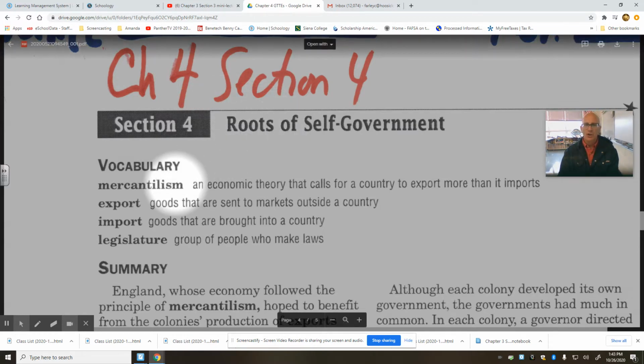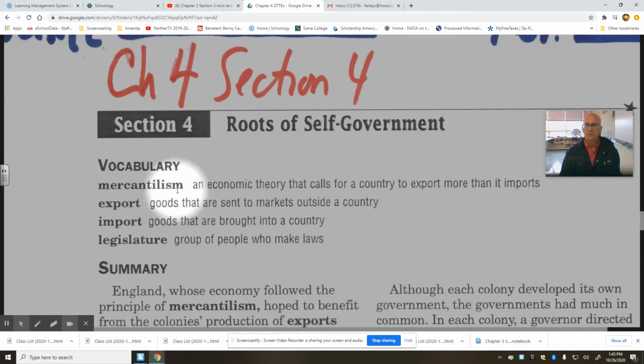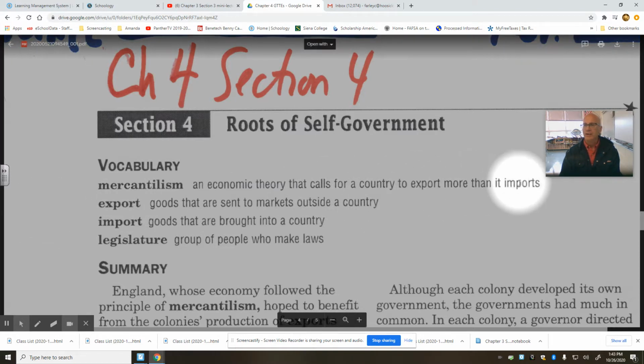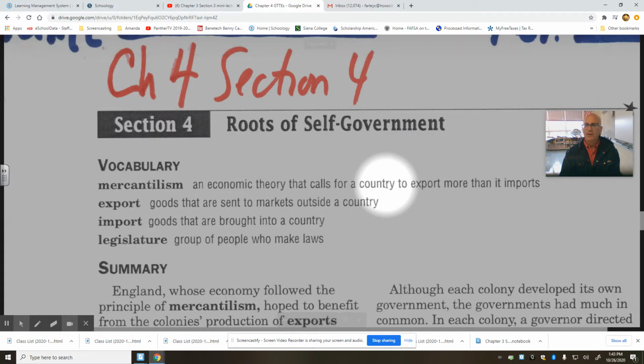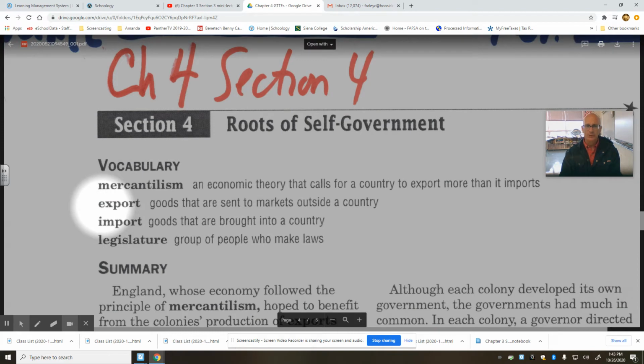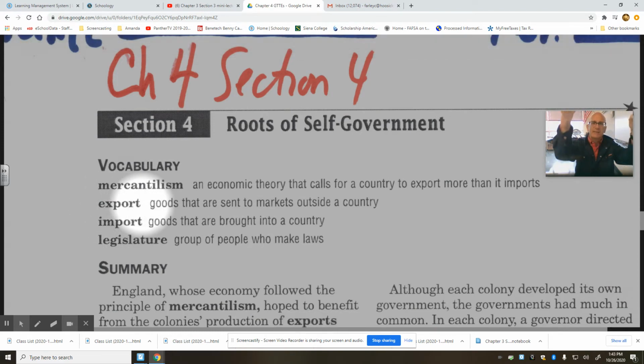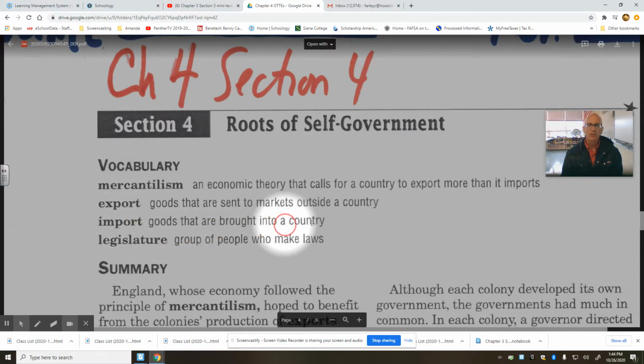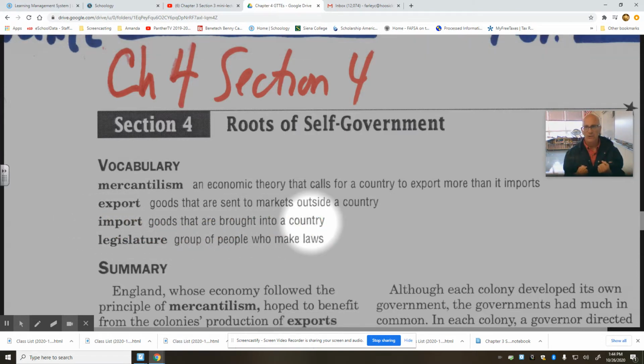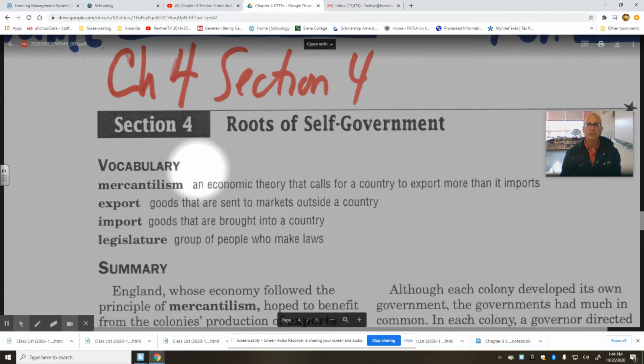In this section, we've got a number of vocab terms. We're going to look at 4 of them at the top of the reading, starting with mercantilism. You'll need to be familiar with this. Mercantilism, an economic theory that calls for a country to export more goods than it imports. Exports are goods that are sent to markets outside of a country. Like exit, exports. And imports, therefore, are goods that are brought into a country.